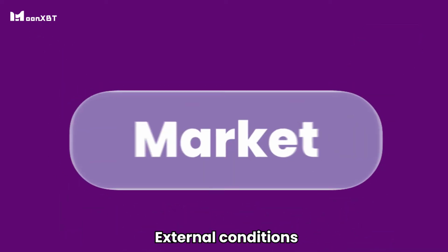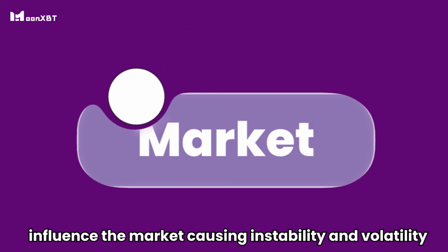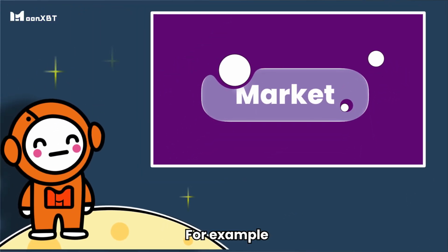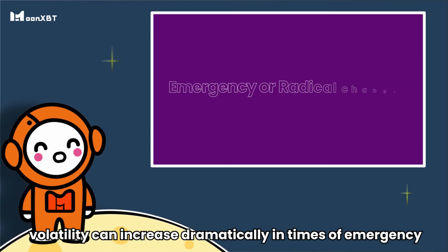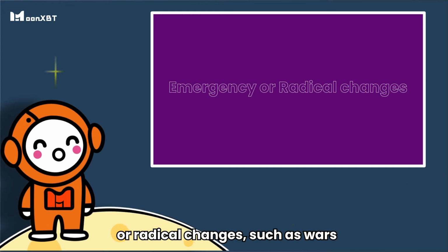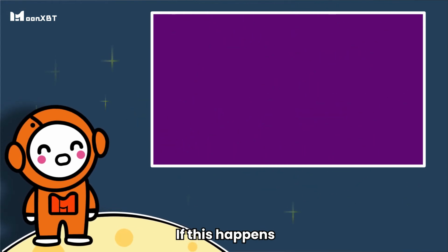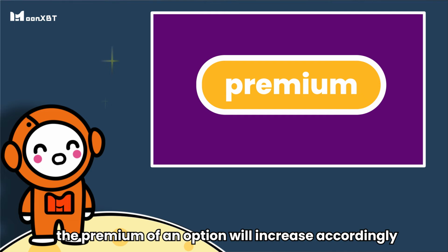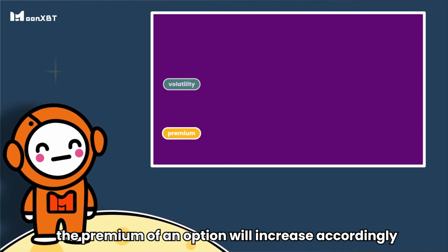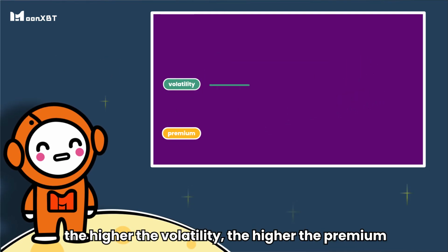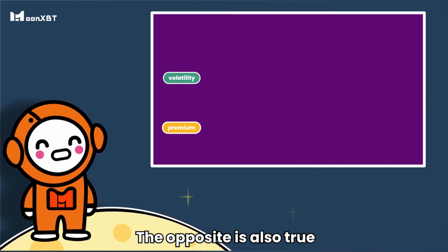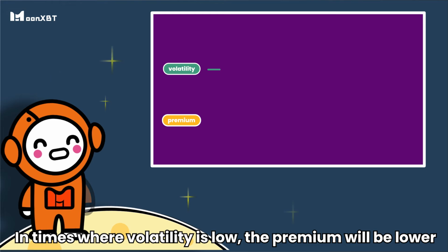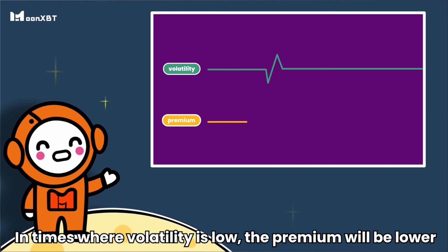External conditions influence the market, causing instability and volatility. For example, volatility can increase dramatically in times of emergency or radical changes, such as wars. If this happens, the premium of an option will increase accordingly. In such conditions, the higher the volatility, the higher the premium. The opposite is also true. In times where volatility is low, the premium will be lower.